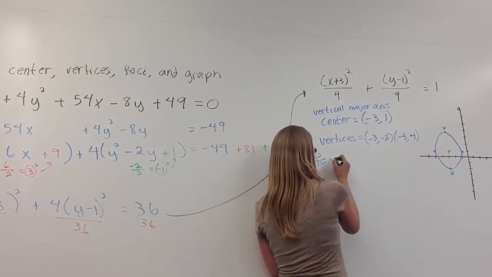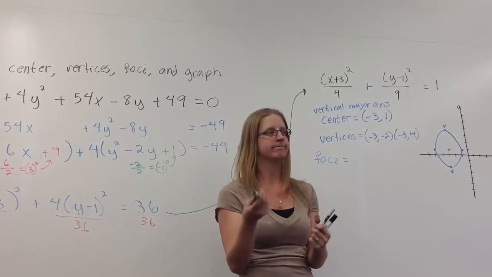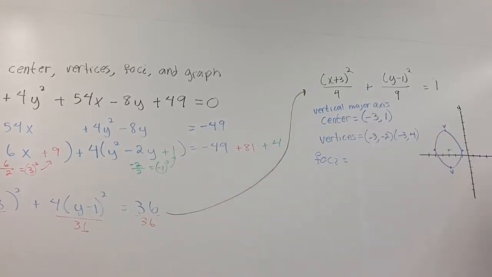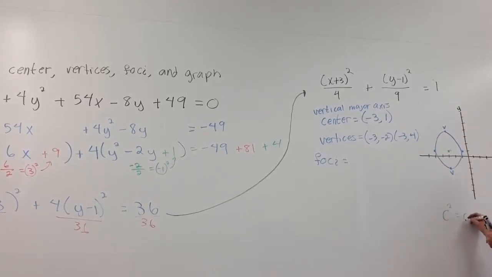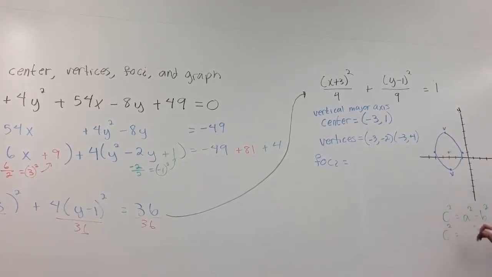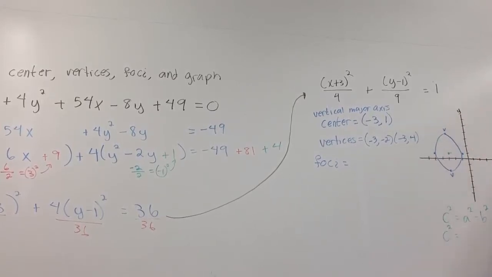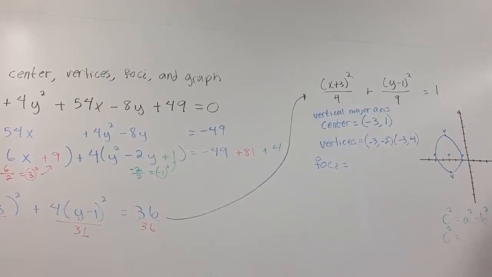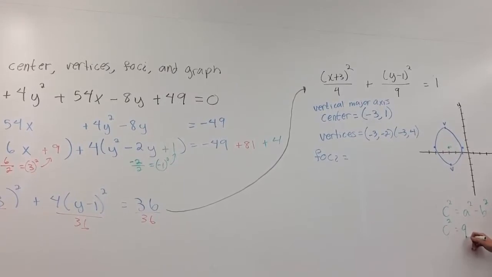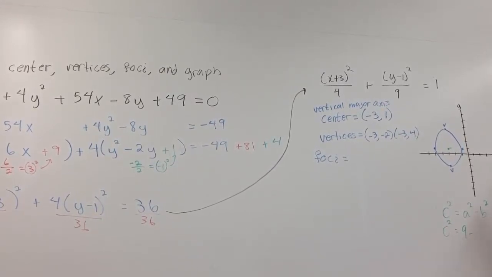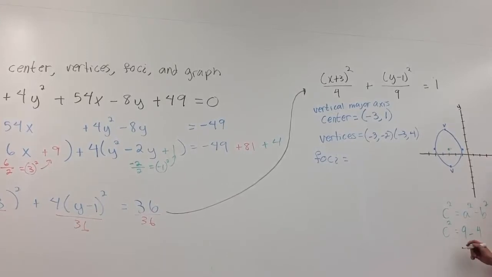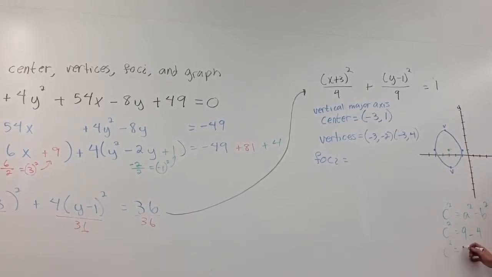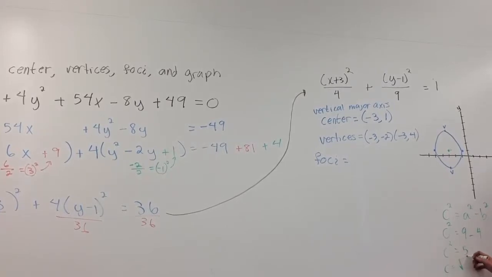The other thing that we have to find is the foci. And how do we find the foci? I'm going to use this formula to find my C value. So C squared. What is my A value in this example? 3. A is the bigger number. So 3 squared is 9, right? Minus. What is my B value? 2. So 2 squared is 4, right? Which means my C squared is what? 5. Which means my C is square root of 5.